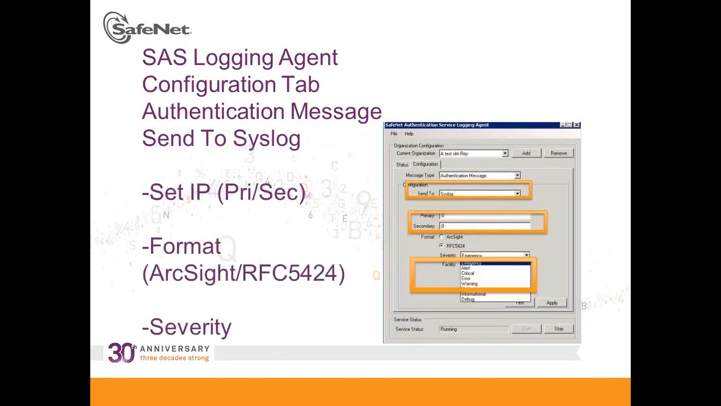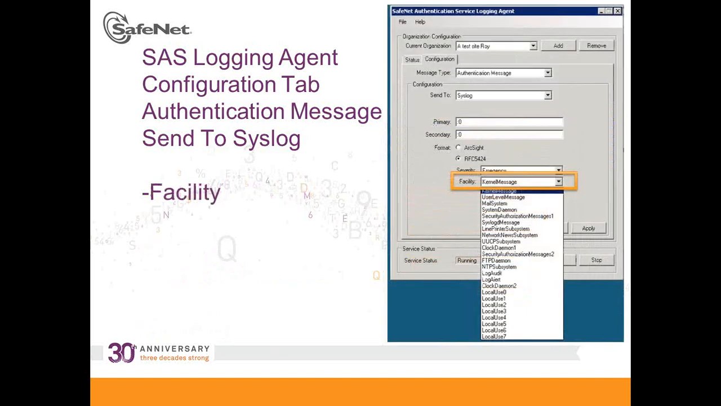We also have the ability to send it to syslog. And in order to send to syslog, we need to define a primary and perhaps a secondary IP. We need to define the format. So currently we support ArcSight, RFC 5424, and we also need to define the severity. We also provide you the ability using syslog to define the facility as well.